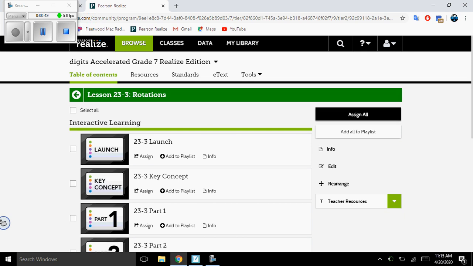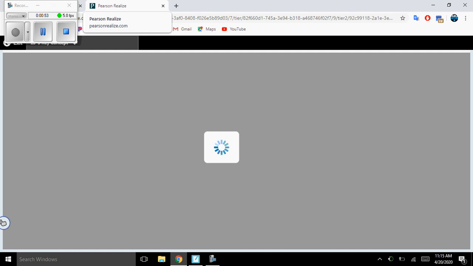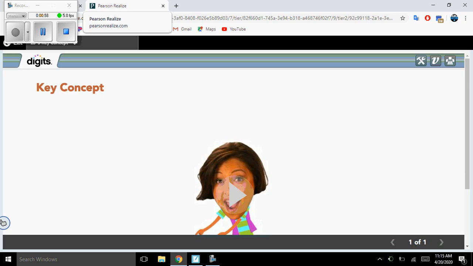We're going to start with the key concept. Again, graph paper is hugely beneficial here. Be willing to spin the graph paper. The code word will be coming up here in just a little bit, or code phrase in this particular case.